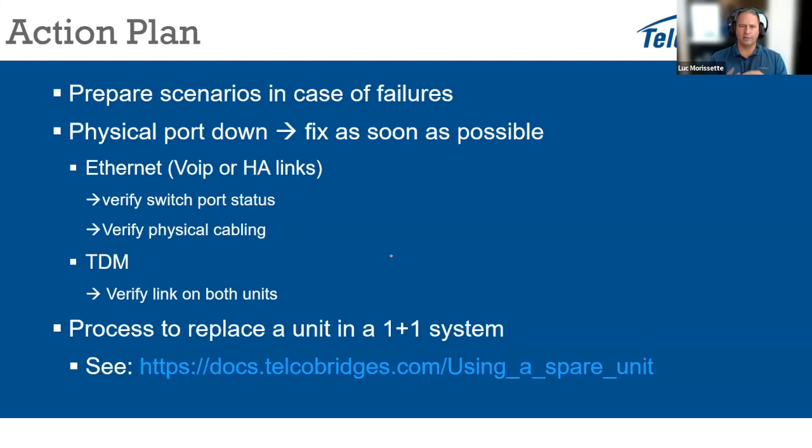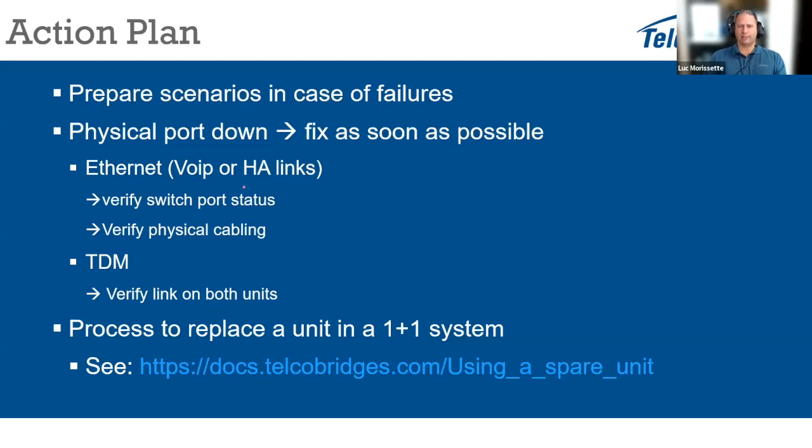The other thing you need to do is prepare an action plan. So if something happens, what do you need to do? Normally, whatever happens in a 1+1 system like this, it won't affect the system. However, you need to fix it as soon as possible so that if there's a second failure, the system still survives. So, for example, if there's a fiber link that goes down, the APS will kick in, and if one VoIP port fails, the other VoIP port will kick in. But if you have another VoIP port failure and the APS link failure, then you will get into trouble. So you need to make sure you do this as quickly as possible.